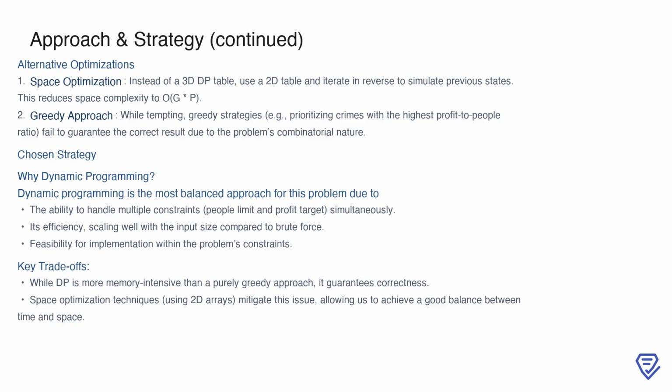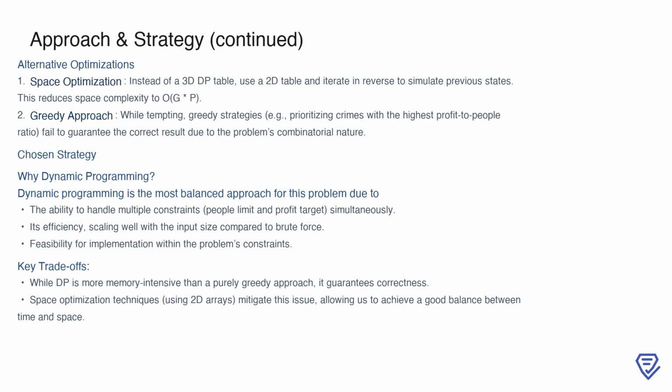One key optimization is reducing the memory usage by replacing the 3D DP table with a 2D table. By iterating in reverse, we can simulate the previous state without needing to store it explicitly, reducing the space complexity to O(g * p). Another option, though less reliable, is a greedy approach, which might prioritize crimes based on their profit-to-people ratio. However, this strategy does not guarantee correctness due to the combinatorial constraints of the problem.